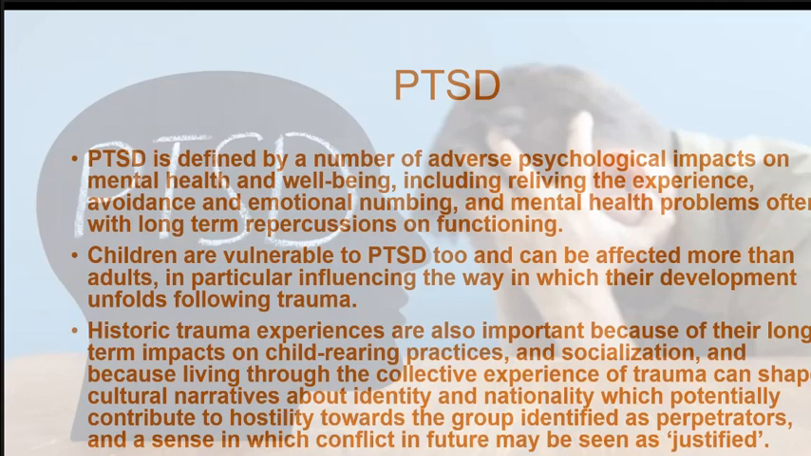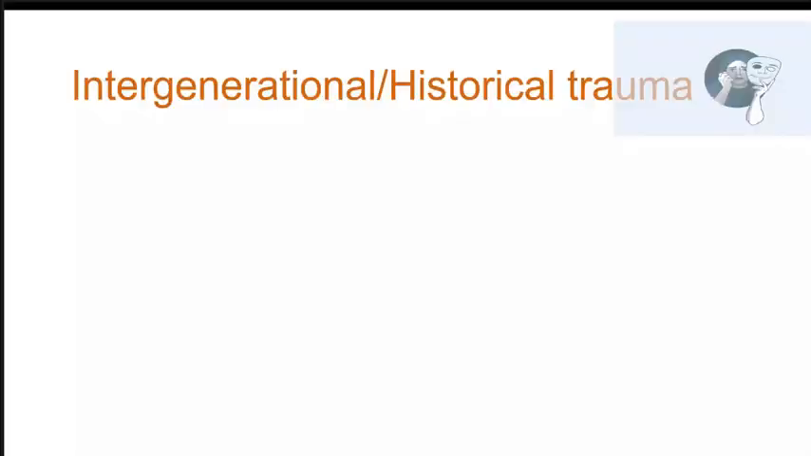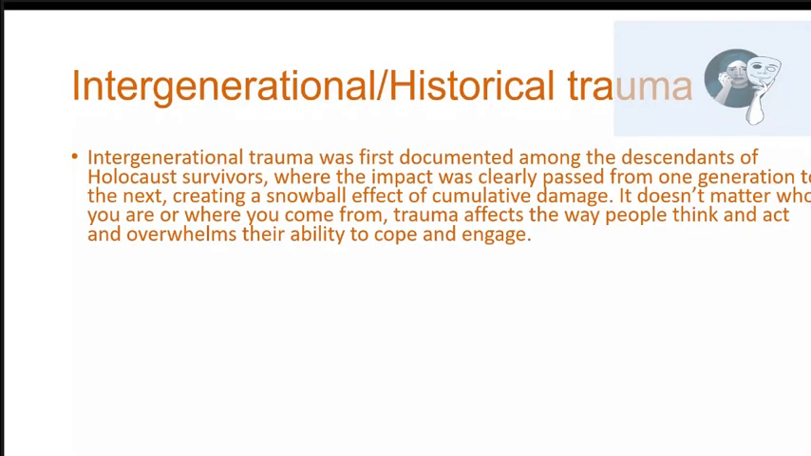They migrated to Canada, and there's a lot of research around that as well, because they couldn't come here. But then even Canada is a Commonwealth country, so it's really interesting thinking about the cultural narratives around what trauma holds for people, which then leads to intergenerational trauma. And I wanted to mention this quickly as well, because research and a lot of books were written about it. The first documented account of it was among the descendants of Holocaust survivors, where the impact was clearly passed on from one generation to the next, and it created this snowball effect of cumulative damage.